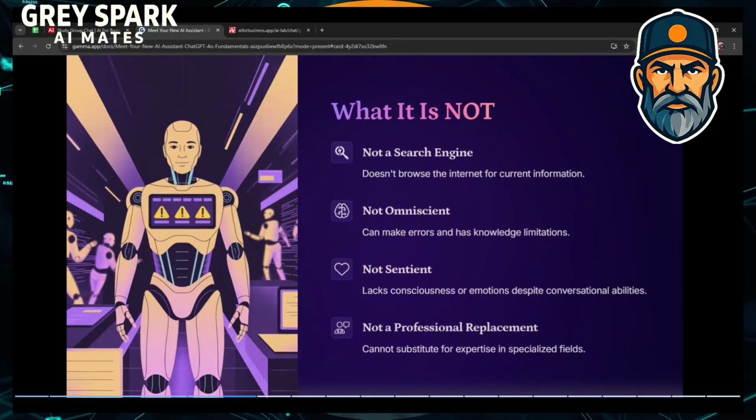It's crucial to understand what ChatGPT 4.0 is not. It's not a search engine. It doesn't browse the internet for current information. It's not omniscient, that's the word I'm looking for. It can make errors, and it has knowledge limitations. It's not sentient. Despite its conversational abilities and the appearance that it's having a conversation with you, it is not conscious and it does not have emotions. It just knows how to emulate them. And it's not a replacement for professional expertise in specialized fields.